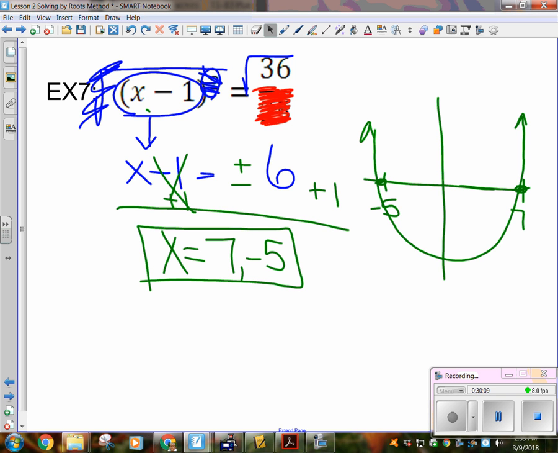Okay. This is called the square roots method, because guess what we did? Every single solution, we took the square root of both sides, and we didn't forget what? Plus or minus. All right.